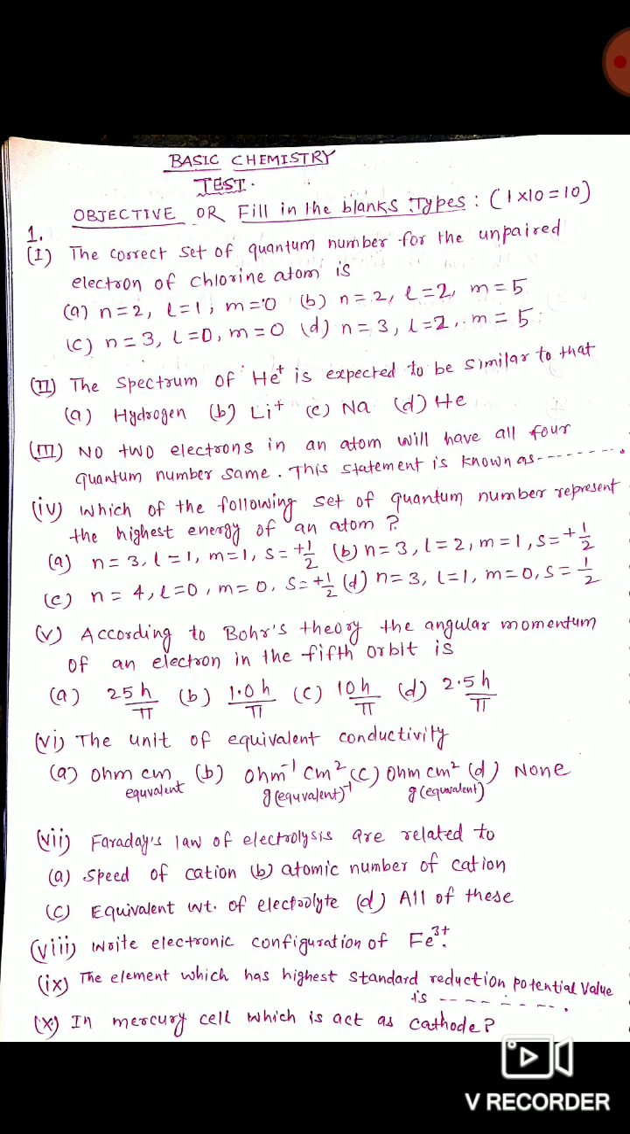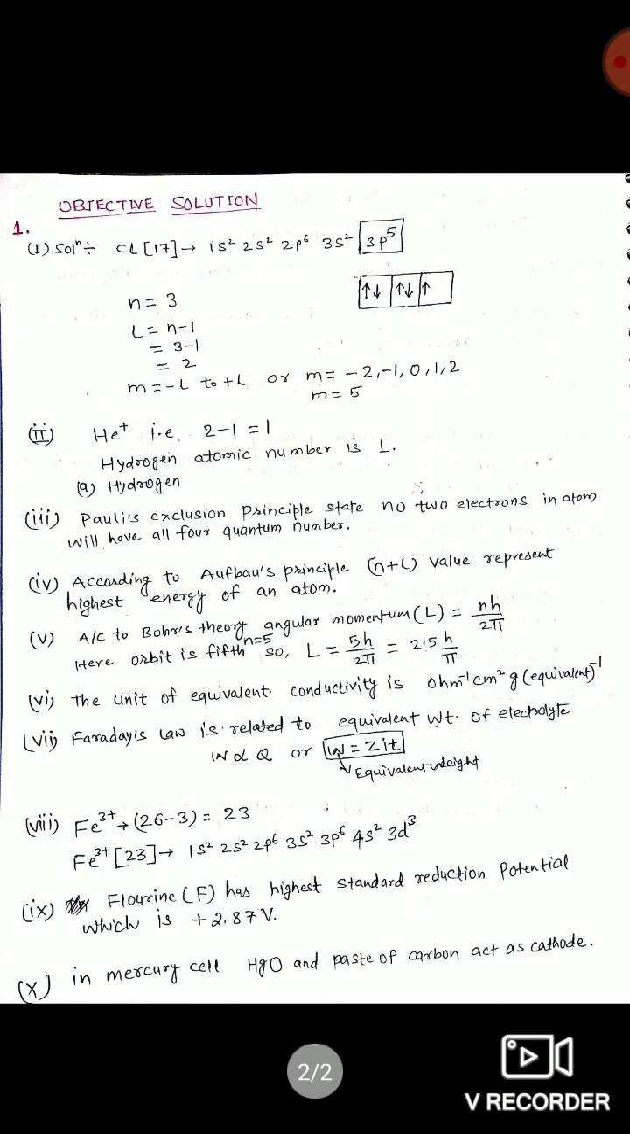Let's talk about question number 2. The spectrum of helium ion is expected to be similar to that. When we talk about helium ion, helium has atomic number 2 and helium ion has atomic number 2 minus 1, that is 1. And we know that hydrogen atom has atomic number 1. So the helium ion is similar to hydrogen atom.